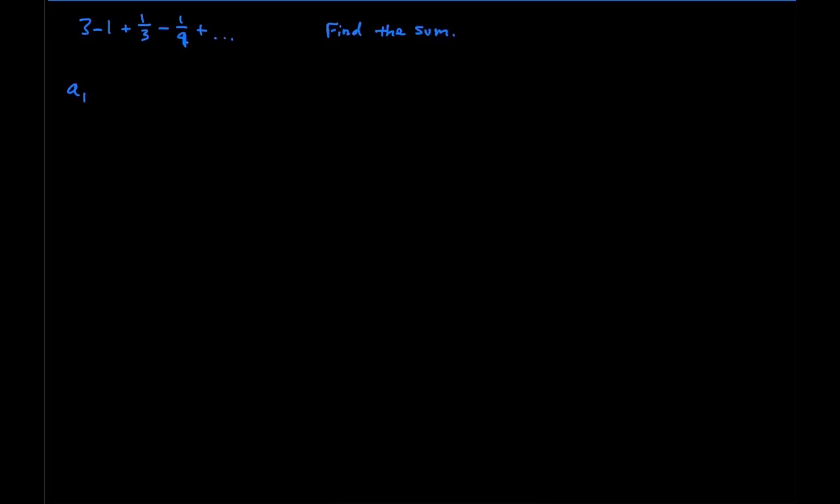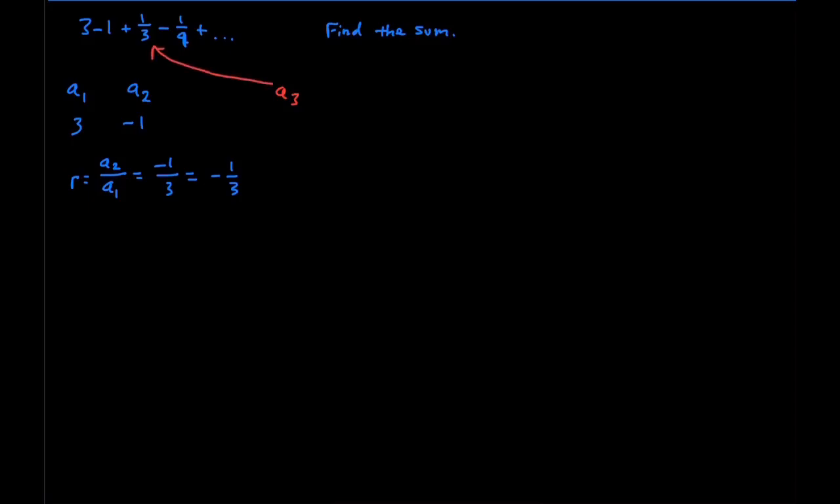You still identify the first term, which is the 3. And then you take the second term, which is the -1. And for the common ratio, to see if there is one, you would say it's the next term divided by the one right in front of it. So that would be the -1 divided by 3, which is just -1/3. Now you do the same thing. You go and check if it's the same pattern.